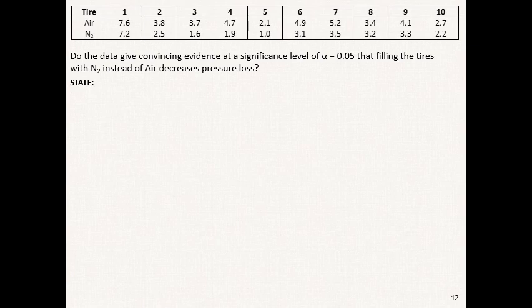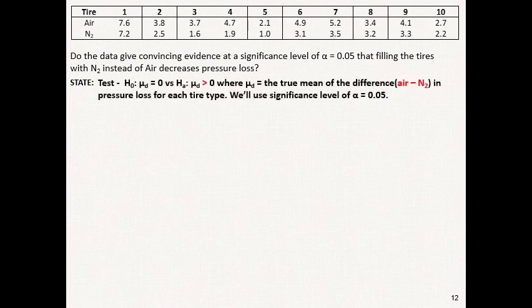So you have to be careful with your state. In order to come up with this, we want to look at the difference data. We don't want to take the average of all 10 tires filled with air and the average pressure loss of all 10 tires filled with nitrogen, because those tires are not independent of each other. Each of those pairs are identical tires, so we can't treat them as two separate samples. Instead, it's really one sample of 10, not two samples of 10. And so we really want to come up with the difference data first.